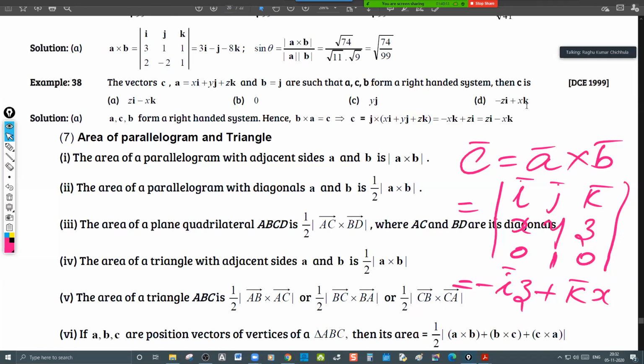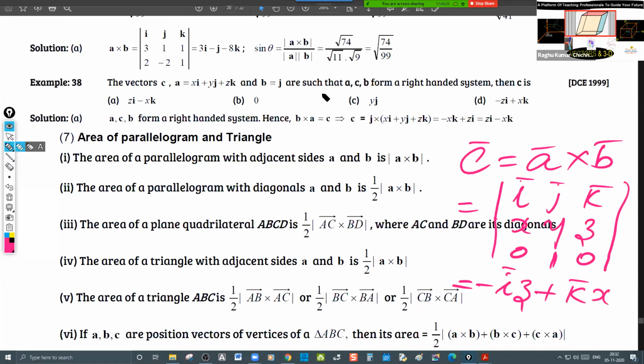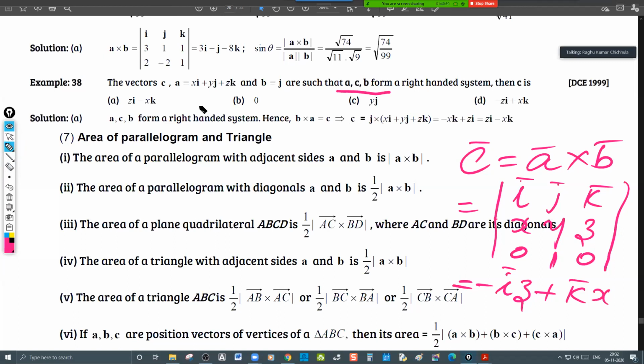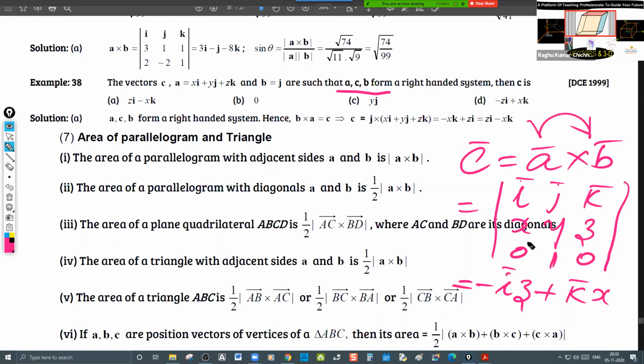They form a right-handed system. In a right-handed system the order matters. I have not noticed this order here: the order is A bar, C bar, B bar. Then you have to follow that order. Following the order, you will get C bar is B cross A, not A cross B. That is why you will get a change of minus here.